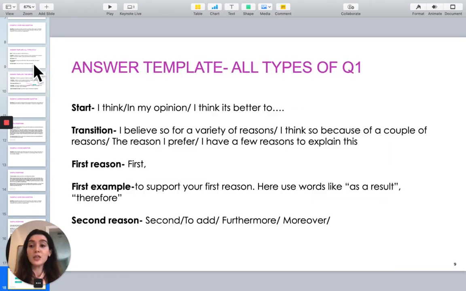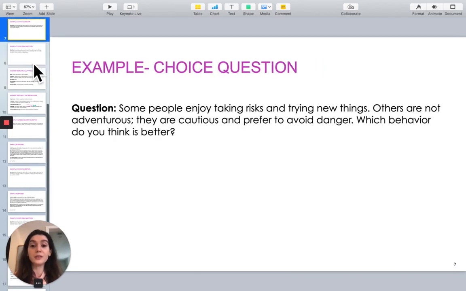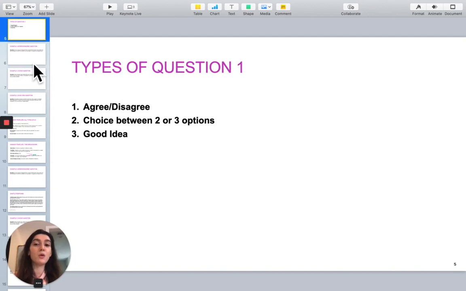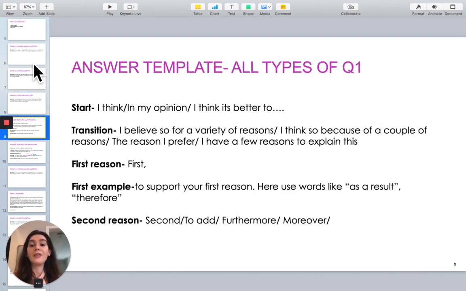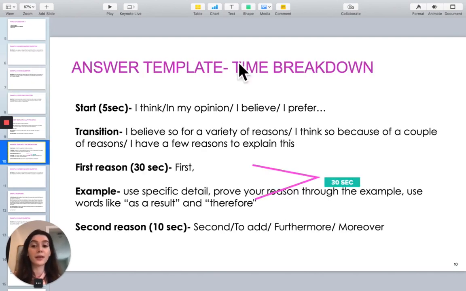So now you know some of the types of question number 1, and what the template looks like, and you can use this template to answer any of these questions. And then what does the time management look like? That is really, really important. A lot of people start giving the second example and then they feel disheartened that they didn't have enough time, and they don't get a 26 because they spent too much time on the second example, which they really didn't have the time for.